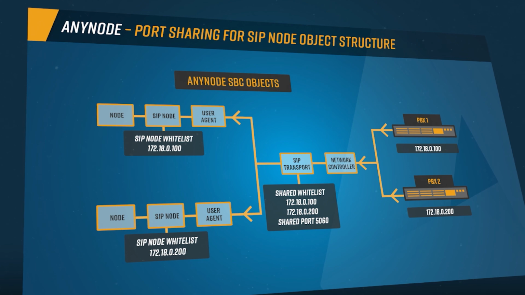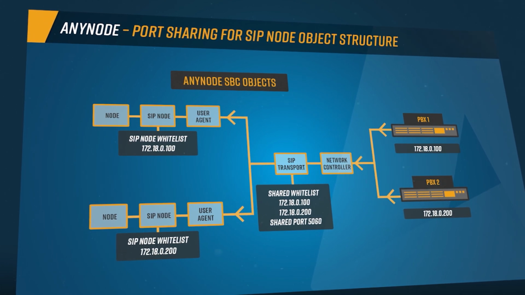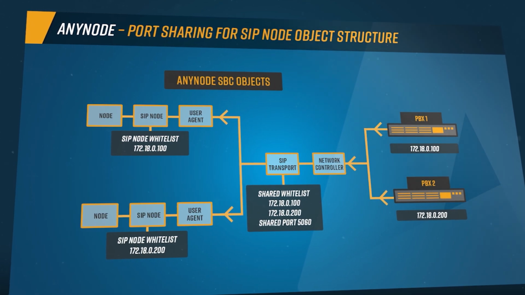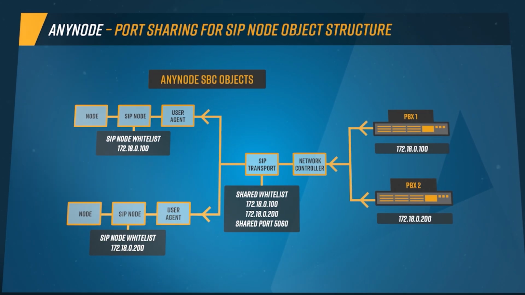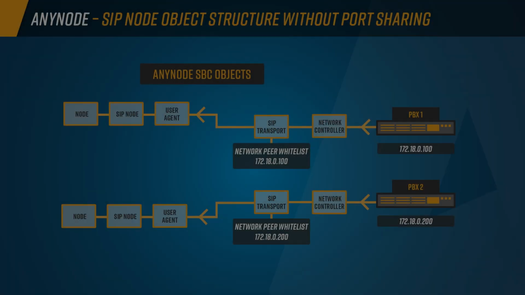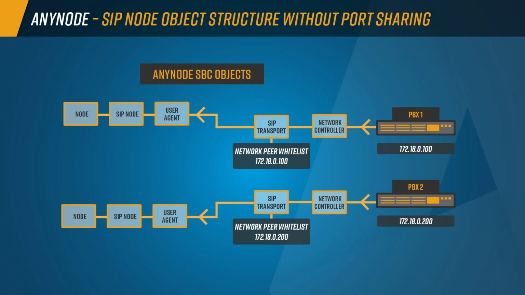Setting up port sharing in existing configuration. It is possible to set up port sharing in an existing configuration with two or more similar phone systems, and manually configure the port sharing settings that the wizard would have applied when using a scenario. In our example, we have two similar PBX systems without port sharing, and we now want to add port sharing retroactively. Currently, each PBX node has its own SIP transport and network controller.